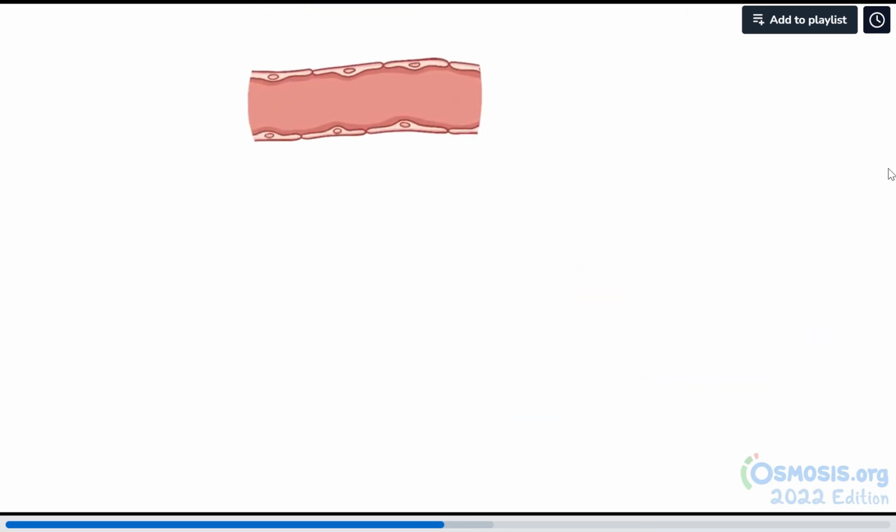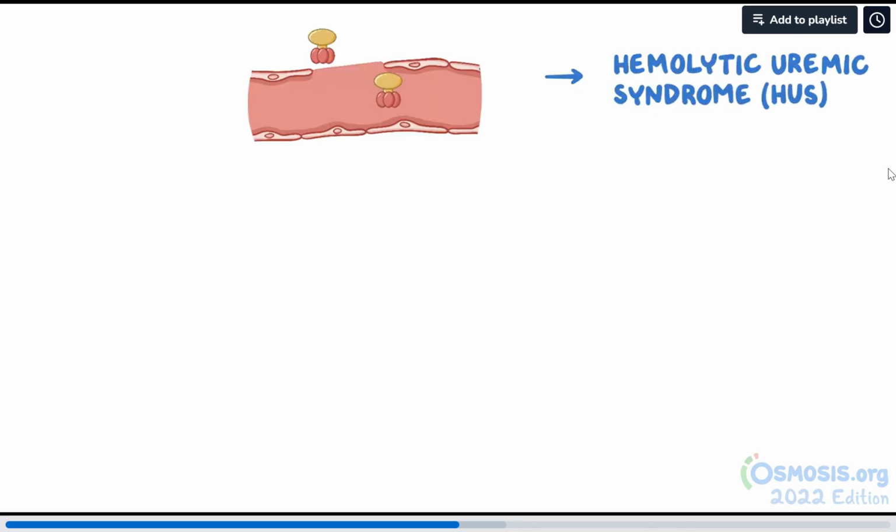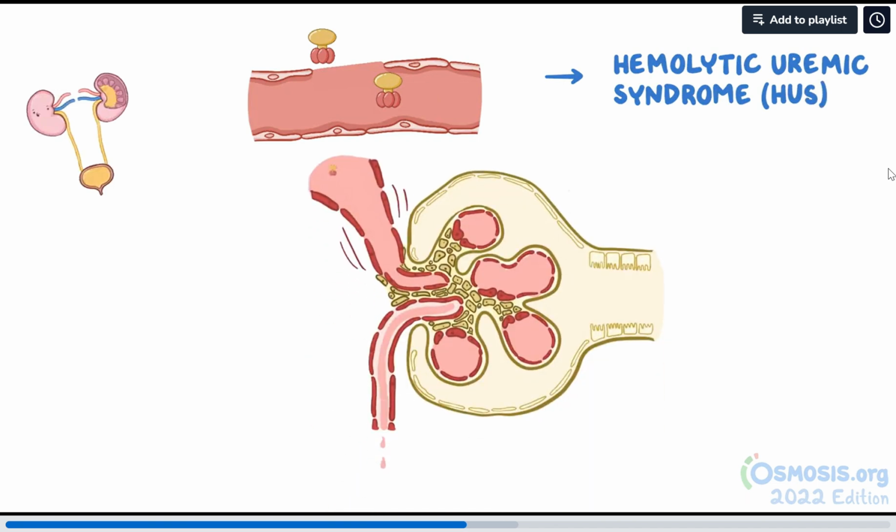If Shiga toxin reaches the endothelial cells that line the mucosal blood vessels, it can damage them, which allows the toxin to enter the bloodstream, causing complications like hemolytic uremic syndrome. So that means from the bloodstream, the toxin can get to the kidneys and bind to the endothelial cells lining the glomerulus, making them die by apoptosis.